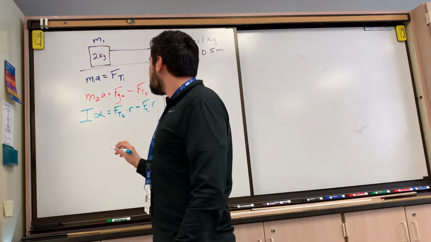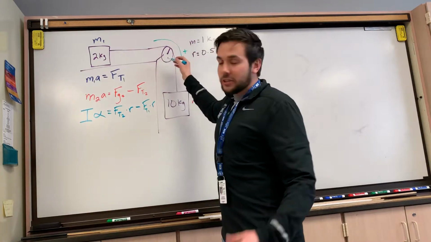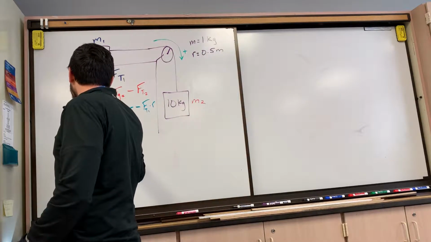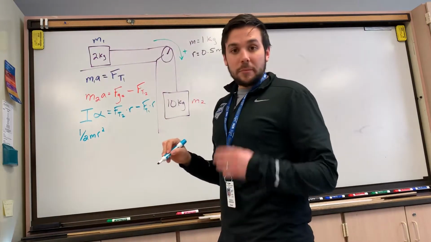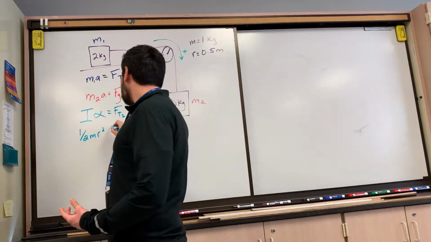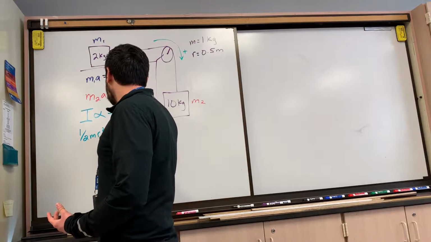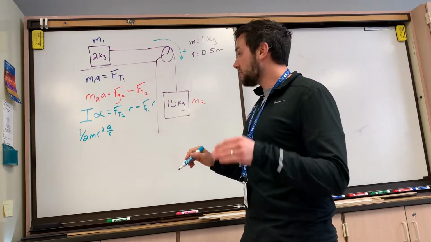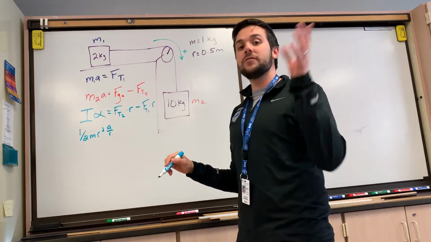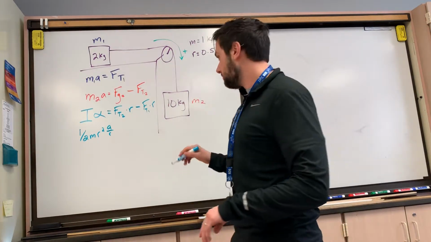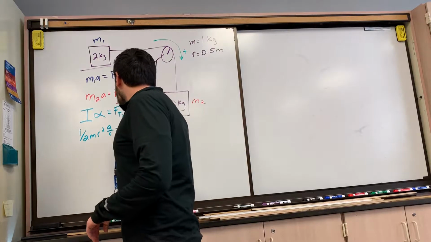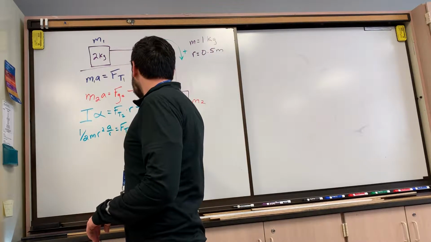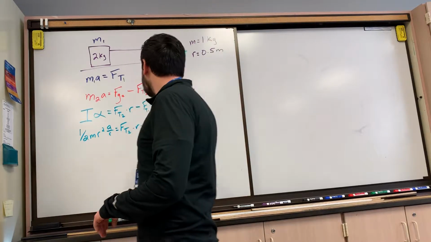So my moment of inertia, we're going to say this pulley is a uniform cylinder. My moment of inertia is 1/2 mr squared. My acceleration turns into a over r. And remember, a and alpha are two different variables. A is your translational acceleration. Alpha is your rotational acceleration. And then I'm going to set that equal to ft2 times r minus ft1 times r.